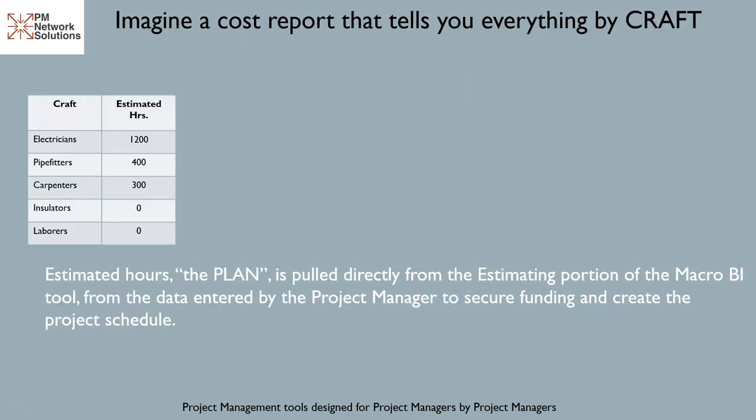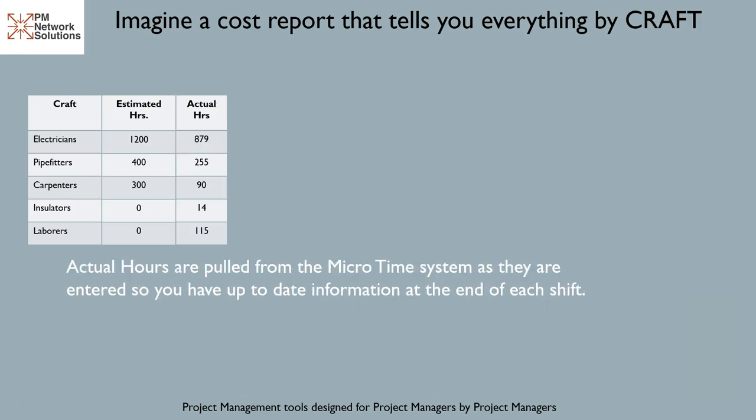Imagine a cost report that tells you everything by craft. Estimated hours, the plan, is pulled directly from the estimating portion of the MicroBI tool, from the data entered by the project manager to secure funding and create the project schedule. Actual hours are pulled from the MicroTime system as they are entered, so you have up-to-date information at the end of each shift.